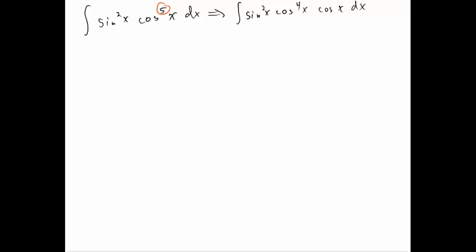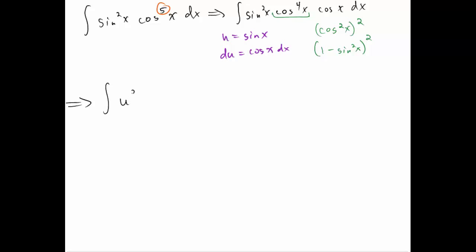Now I'm going to let u equal sine x, so then du is cosine x dx. I've got my du, but now I have this cosine 4th x. Well, cosine fourth x is cosine squared x squared, and cosine squared x is 1 minus sine squared x, squared. So after substitution, that becomes the integral of u squared times (1 minus u squared) squared du.